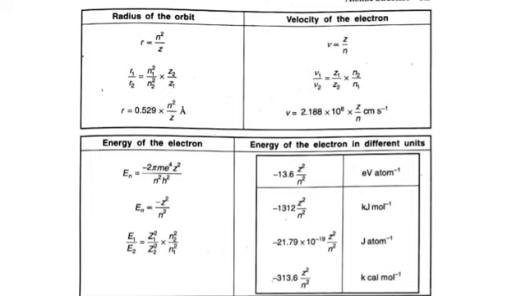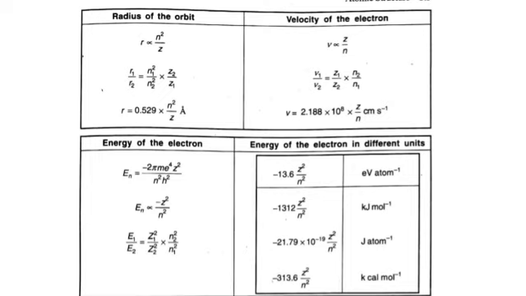Now if I talk about the energy of the electron, En is equal to minus 2 pi squared m e to the power 4 z square by n square h square. But En is proportional to minus z square by n square. E1 by E2 is equal to z1 square by z2 square into n2 square by n1 square. So these are the energies of the electron.